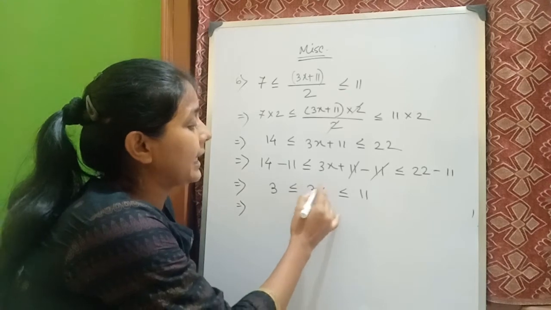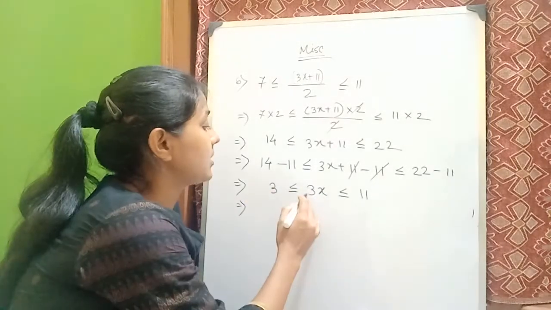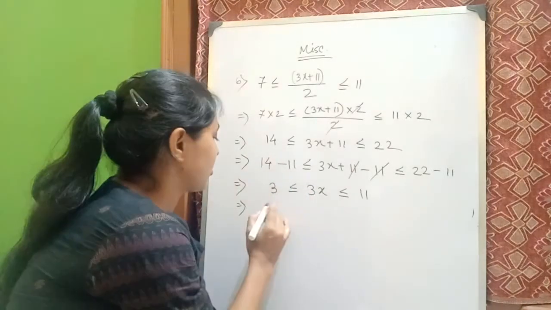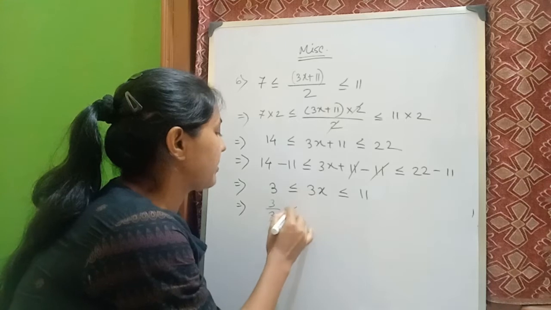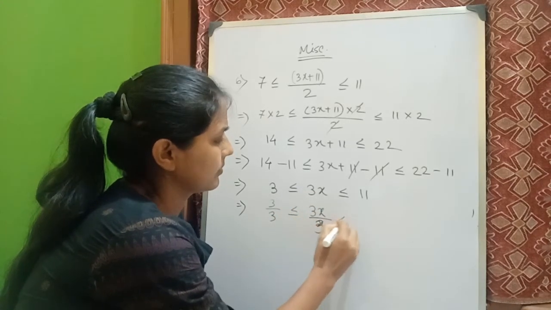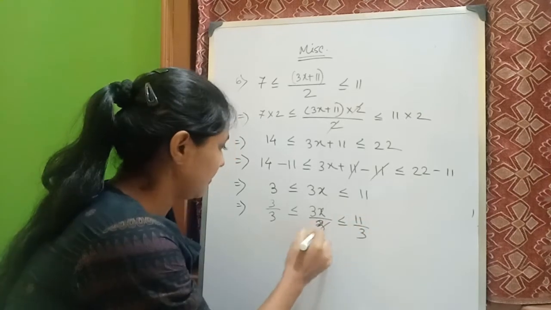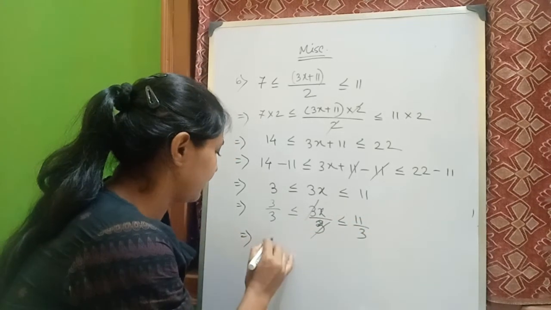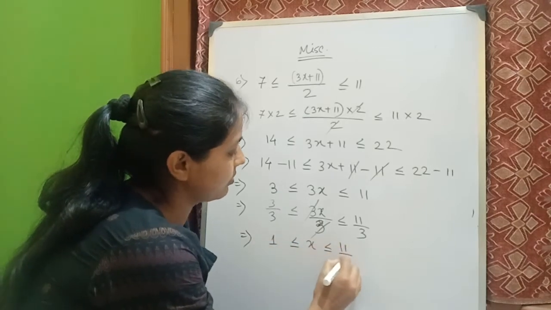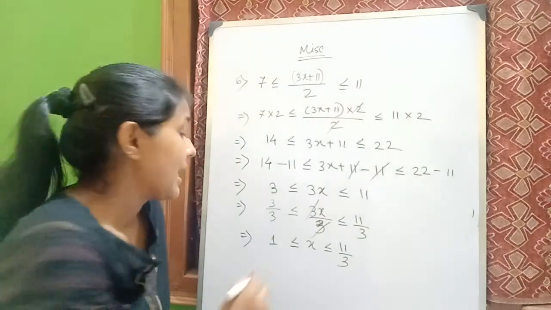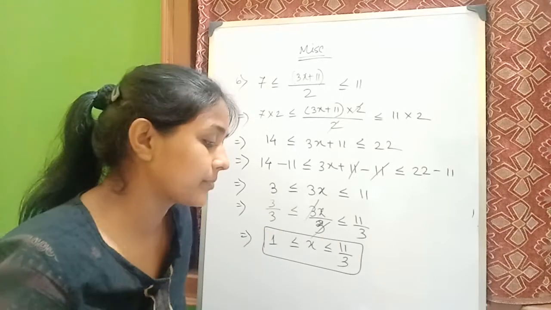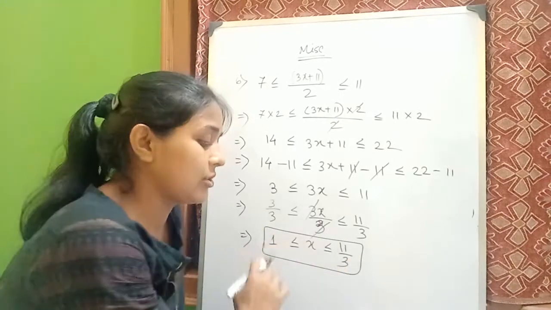Now we need to take x alone. That means 3 is multiplied here, so we have to divide by 3 throughout. Again, division by a positive number doesn't hamper. 3 will be cancelled out. 1 less equals to x less equals to 11 by 3. And this is the final solution.